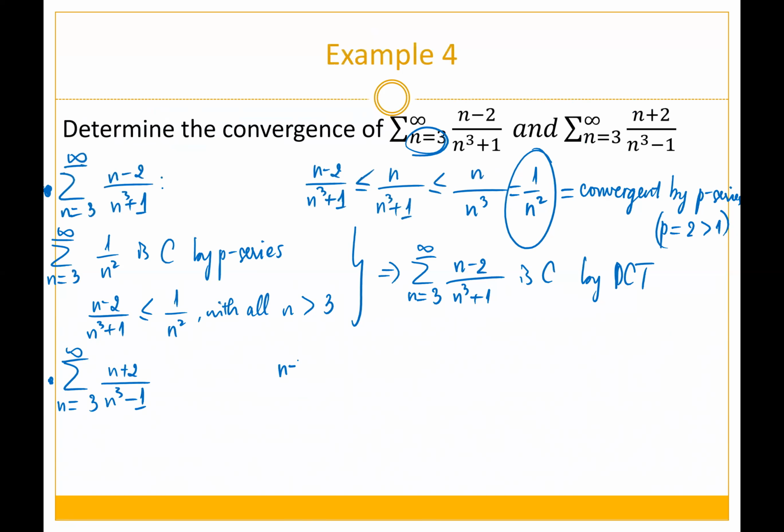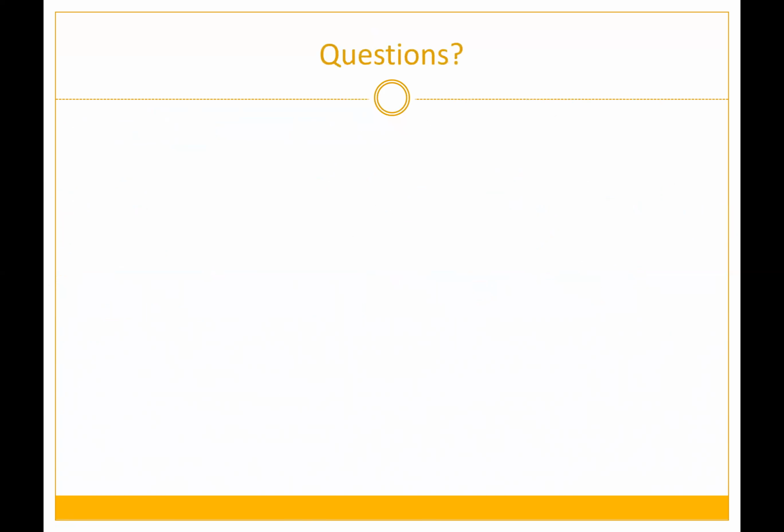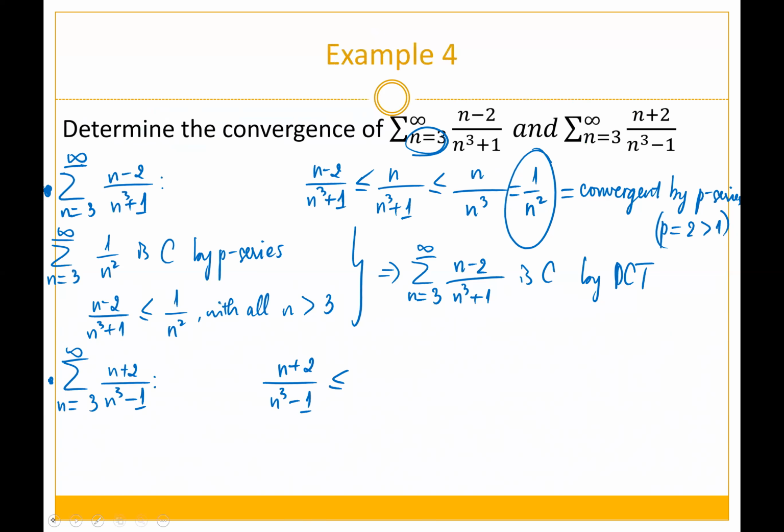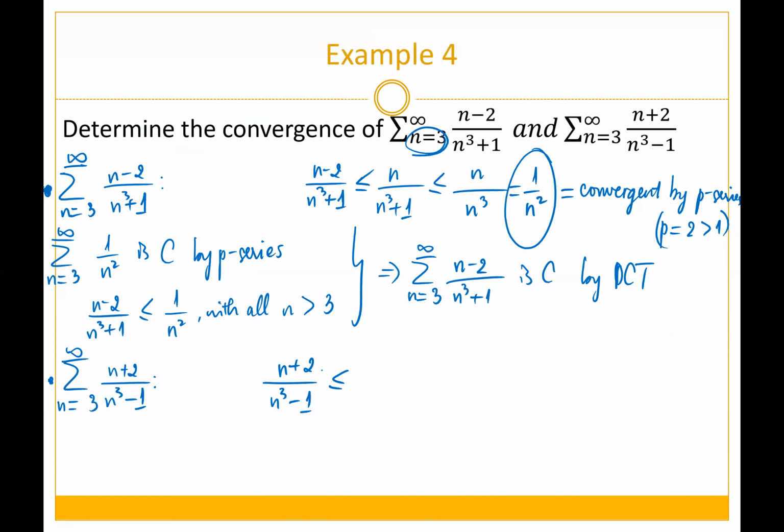So you have n plus 2 over n cubed minus 1. If you want to compare it with smaller than or equal to, how are you going to do it here? Problematically, because you have a bigger numerator and smaller denominator, this thing is actually bigger than or equal to n over n cubed minus 1, right? And it's also bigger than or equal to n over n cubed, which is 1 over n squared.